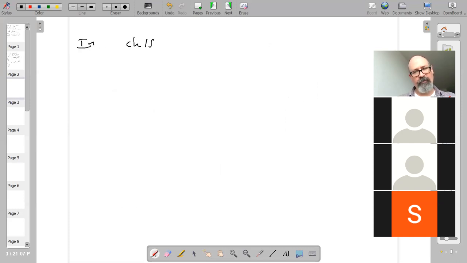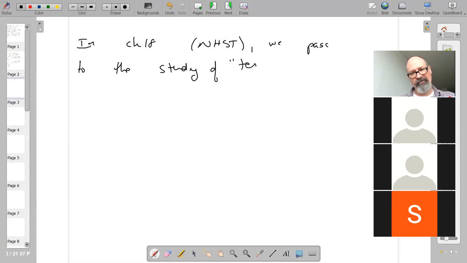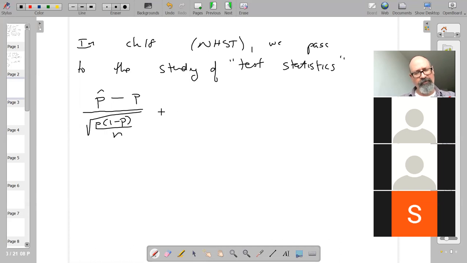In chapter 18, when we talk about the null hypothesis framework, we pass to the study of test statistics. And test statistics are sort of like a standardized version of p hat or a standardized version of x bar. So again, after chapter 18, when you're thinking about null hypothesis significance testing, the test statistic will come in one of two forms. It will either look something like this. So it's a quotient. It's either p hat minus some assumed value for p divided by the actual standard deviation of p hat. And, using notation which I'm hoping is kind of familiar to people, this thing is normally distributed with mean zero and standard deviation one.